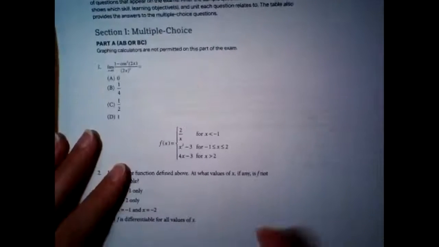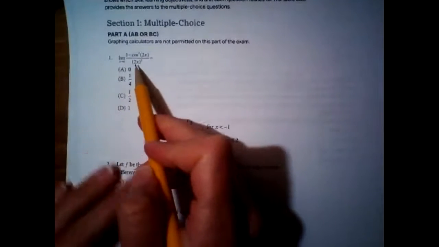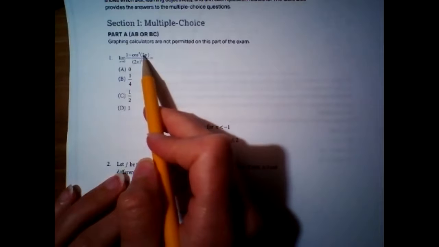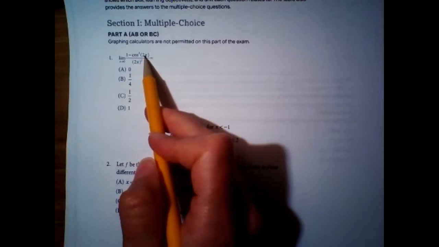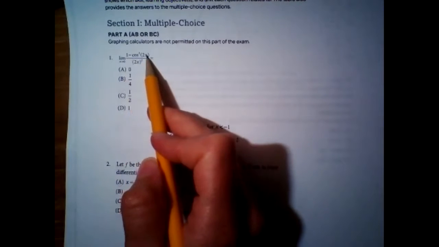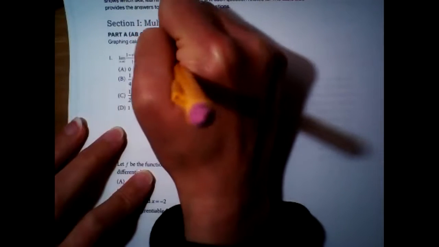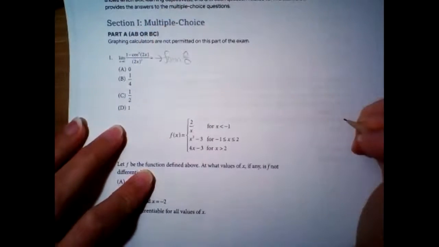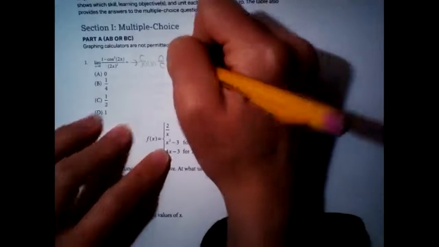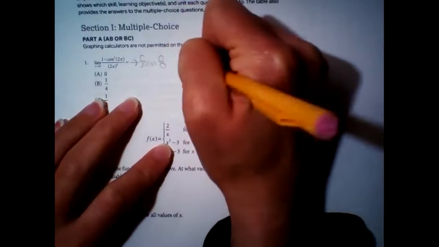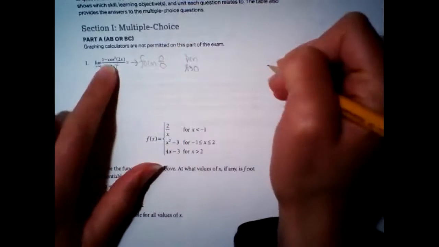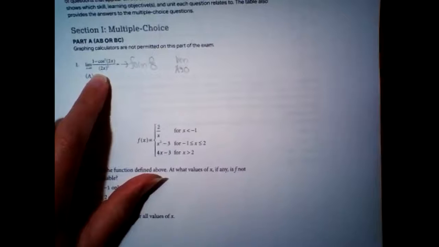All right, so first one, limit as x goes to 0 for this. Now, if you plug in 0, cosine of 0 is 1. 1 minus 1 is going to be 0. And then down here, you're also going to get 0. So this goes to that form 0 over 0. And so we're going to need to do L'Hopital's rule, which means we're going to take the derivative of the numerator, derivative of the denominator.